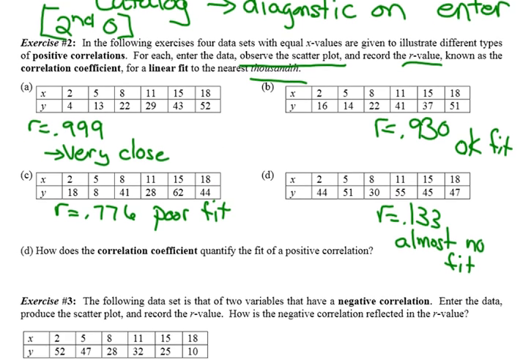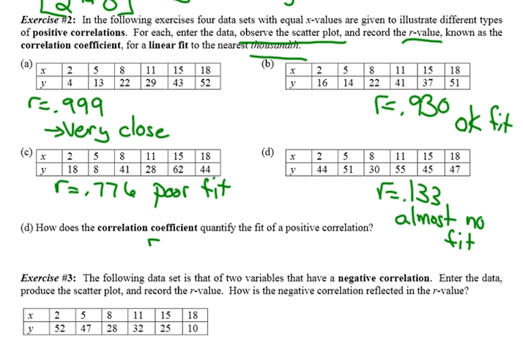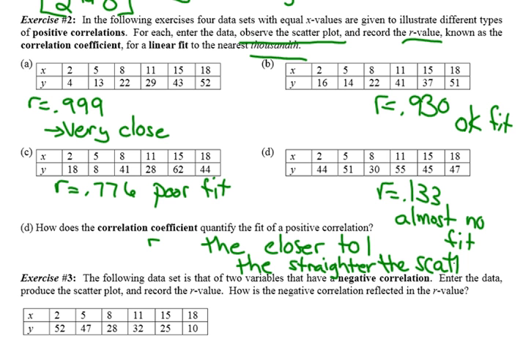So how does the correlation coefficient, which is R, quantify the fit of a positive correlation? So the closer to 1, the stronger the correlation, or the straighter the line. I'm going to say scatter plot. Right, the closer you can get to 1, the closer they're going to be grouped together.